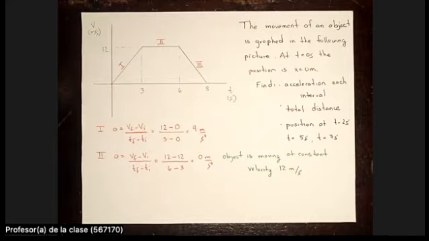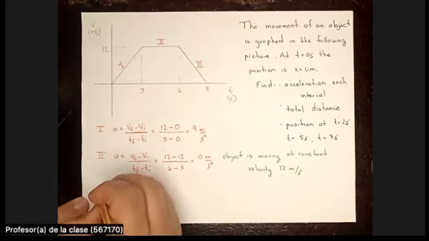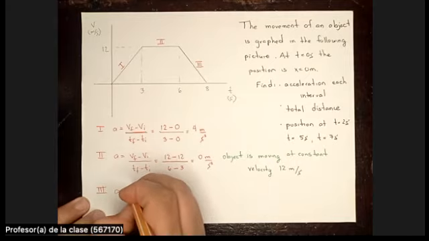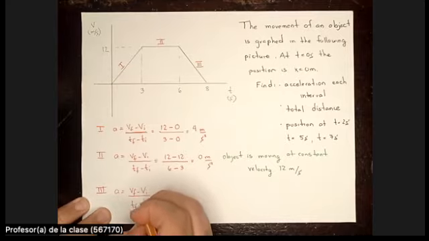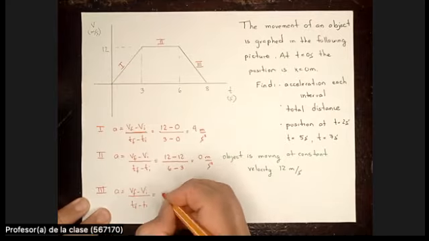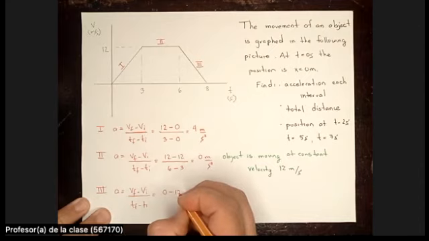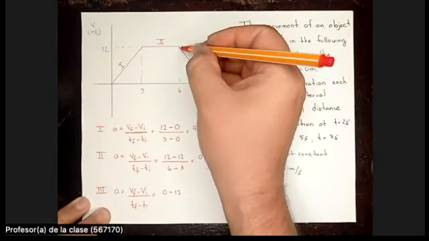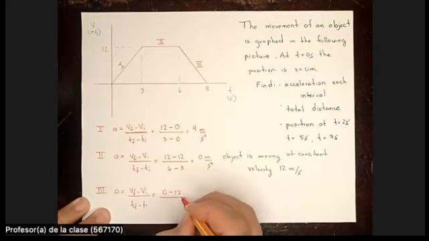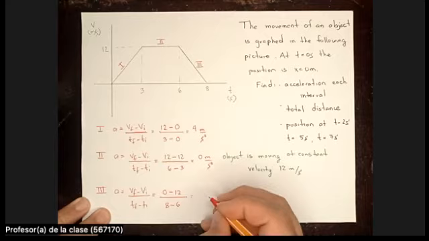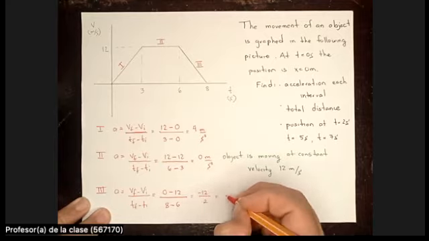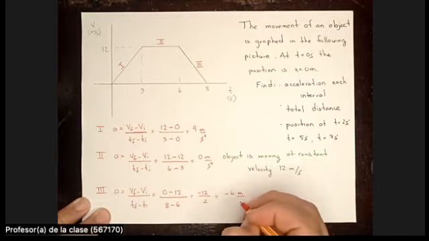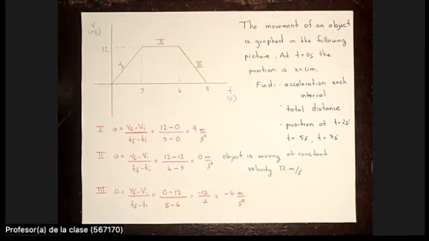And the third interval will be acceleration final, initial, final, initial. So will be 0 minus 12, dividing by 8 minus 6. That will give you minus 12 dividing by 2. That will be minus 6 meters by the square seconds.